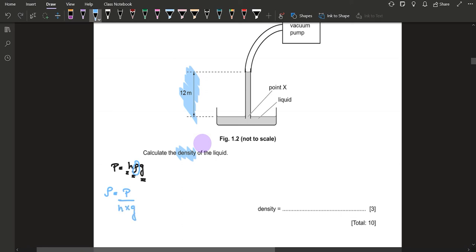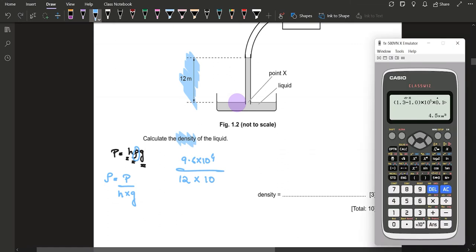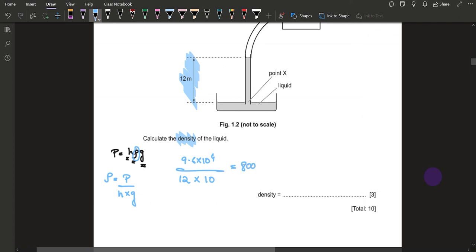So the pressure we have is 9.6 into 10 raised to the power 4, divided by height, which is 12, and the gravitational constant is 10. So we can just put this in our calculator, 9.6 into 10 raised to the power 4, divided by 12 into 10, and it's going to give us our answer as 800. And we can write our answer here, 800, and the units will be kg per meter cube. Either you can write it like this or like this. Both of them are okay. They're correct. And we are done with question number one.